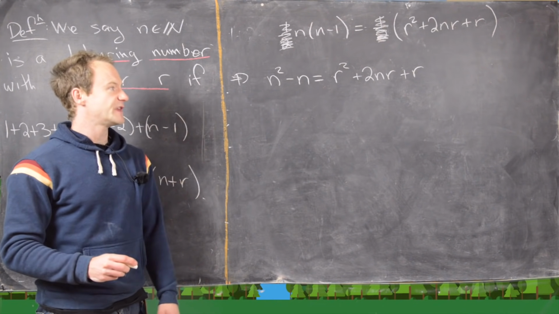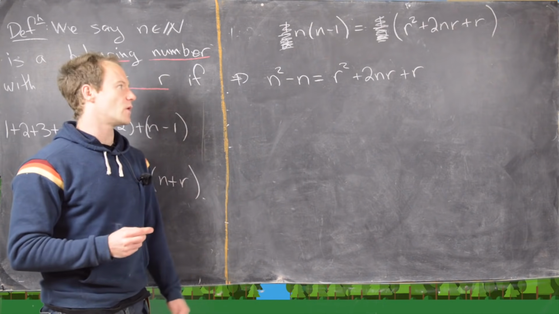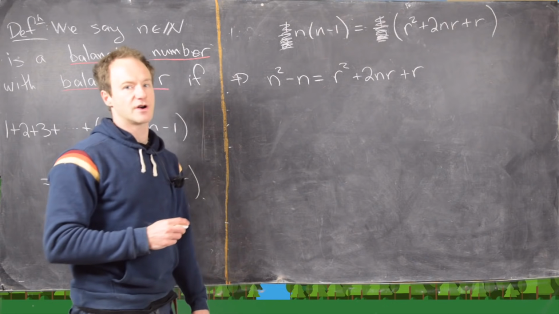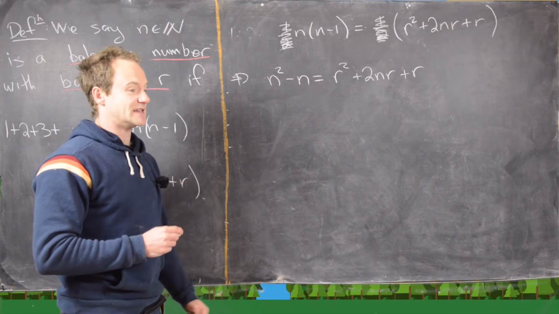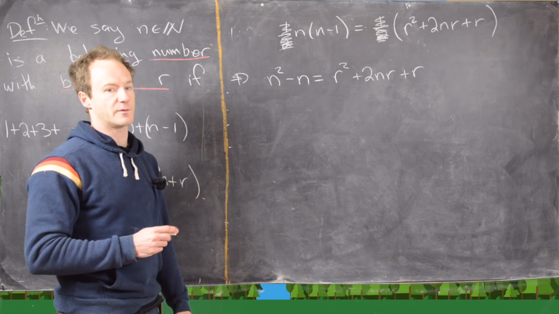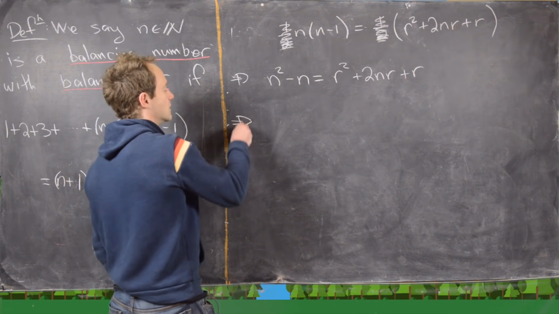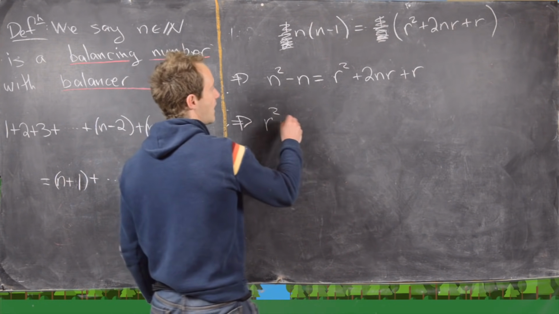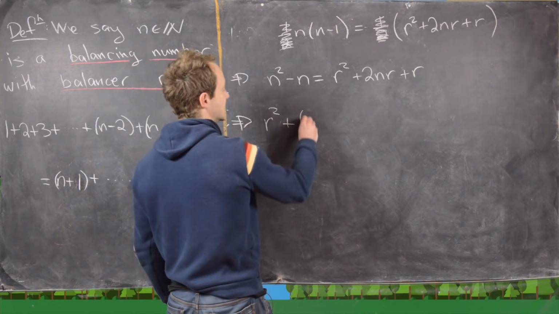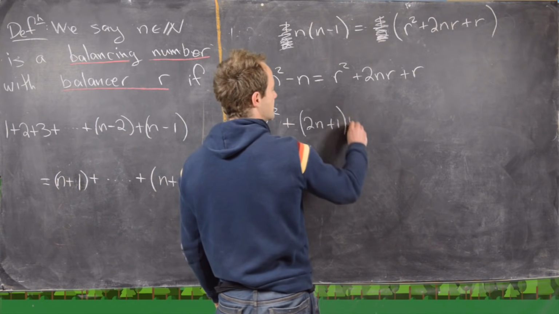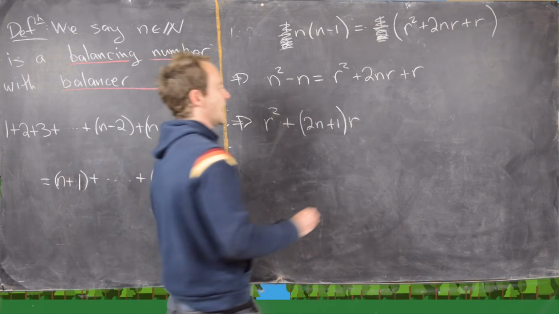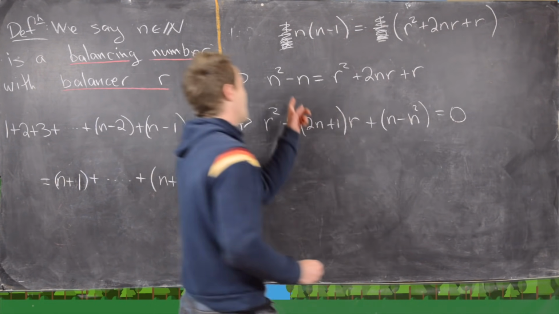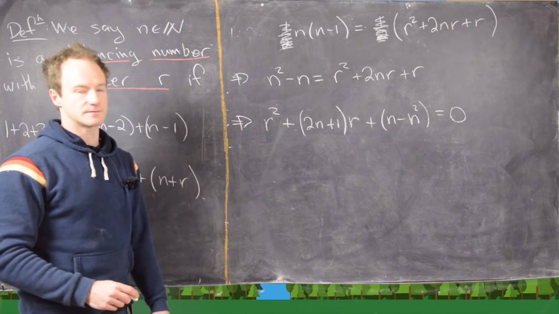And now we have two things that we can do. We can maybe use the quadratic formula to solve this for r, or we can use the quadratic formula in order to solve this for n. And in fact, it's going to be most useful to use the quadratic formula to solve for r. So let's go ahead and write this in a form that we can do that. So we'll have r squared plus, now we can factor an r out of this. That'll leave us with 2n plus 1 times r. And then we're going to have this as plus n minus n squared equals 0 after we move this over to that side of the equation.